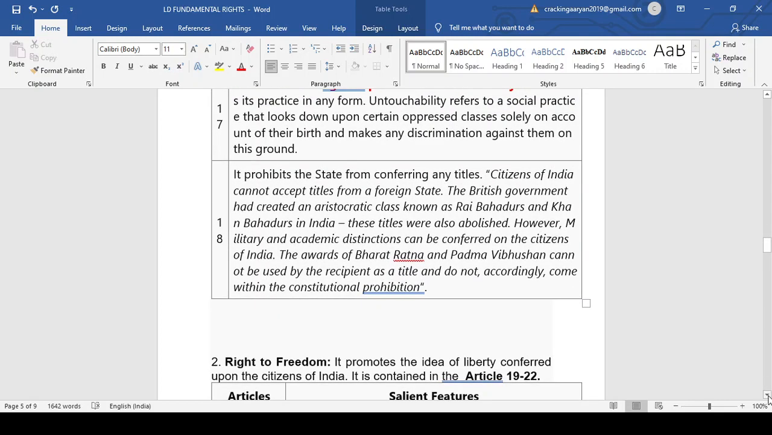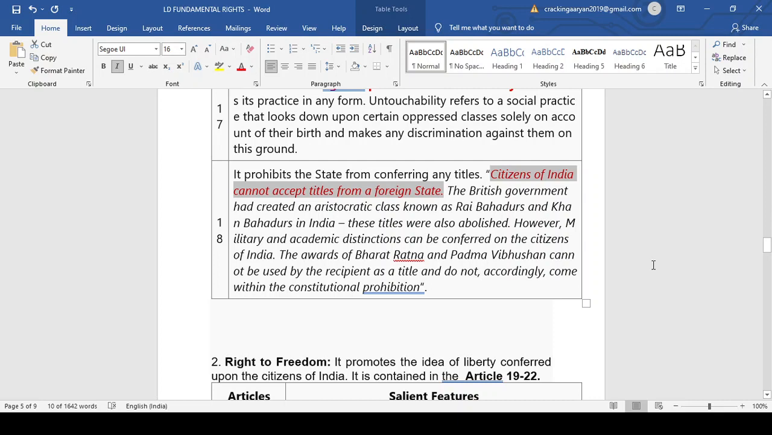And then we come to Article 18, which is abolition of titles. That is, the state should not confer any title. It prohibits the state from conferring any title. Article 18 states that no title shall be conferred by the state, and citizens of India cannot even accept a title from any foreign state. They cannot accept a title even from any foreign state.